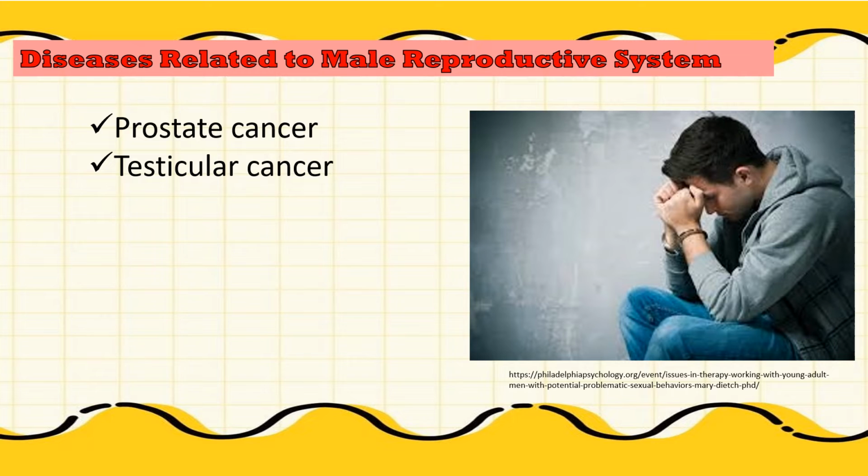Another example is testicular cancer. It is rarer compared to prostate cancer. Testicular cancer is highly treatable even when the cancer has spread beyond the testicle. Depending on the type and stage of the testicular cancer, men may receive one of several treatments or a combination.